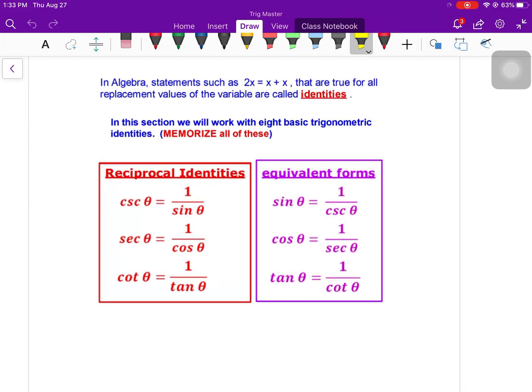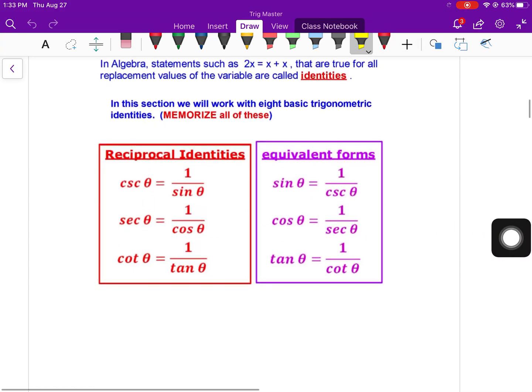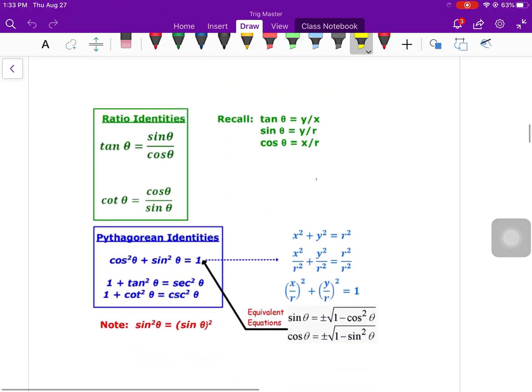Now it sounds like there's a lot, but they're going to be connections. All right, so the reciprocal identities we already kind of talked about. Those are the same thing as the reciprocal functions. Because if you take 1 over sine, you're taking a reciprocal of the sine fraction. So that one's already basically done. And these equivalent forms are just cross multiplying and solving for a different trig ratio.